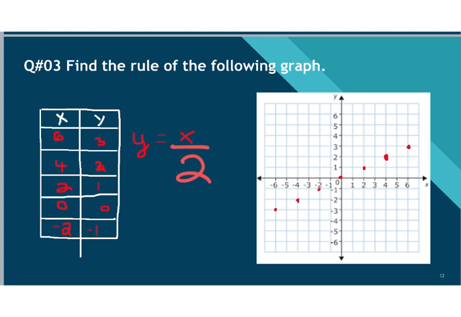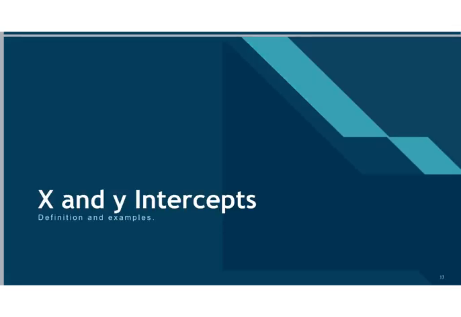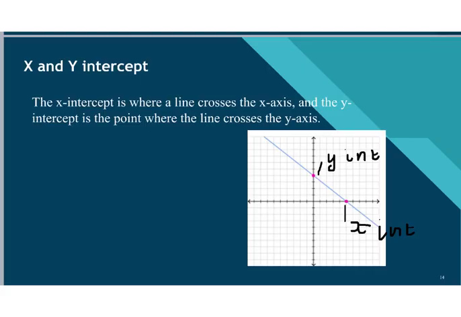You'd put the x value on the x-axis and the y on the right, and you do the same for each of the points. X and y intercepts. The x-intercept is where a line crosses the x-axis, and the y-intercept is the point where the line crosses the y-axis.